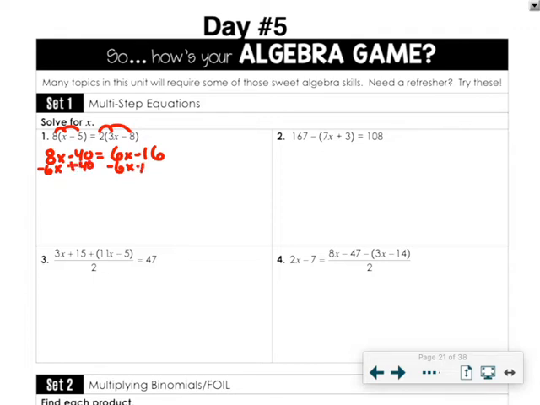I'm going to add 40 to both sides. On the left, all that's going to remain is a 2x. On the right, I have negative 16 plus 40, so positive 24, and divide by 2. So just making sure that we look first at the distribution property there.